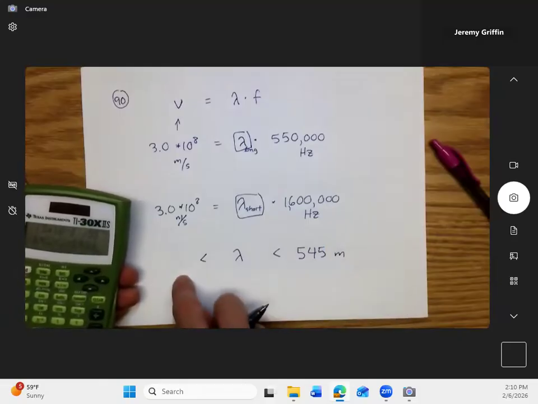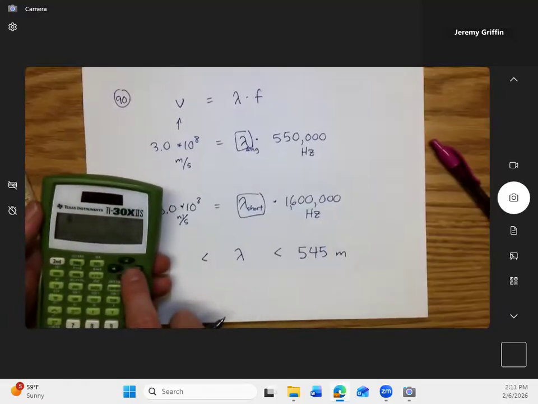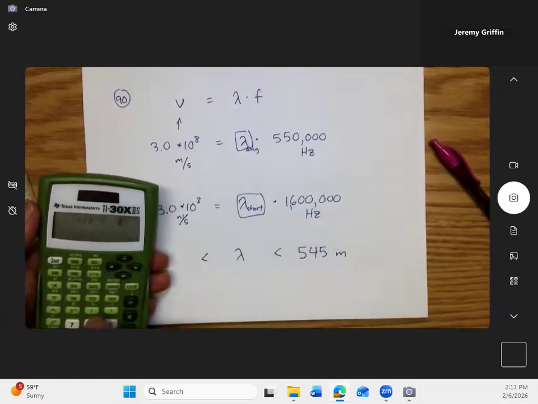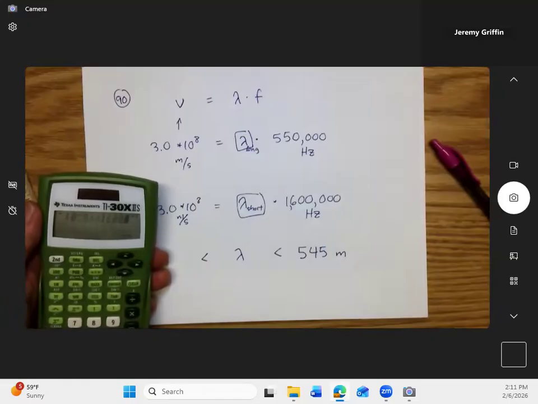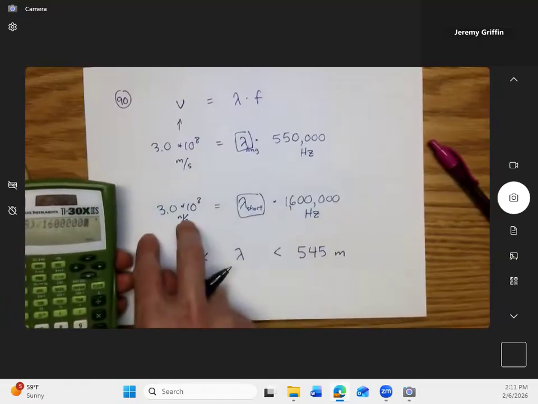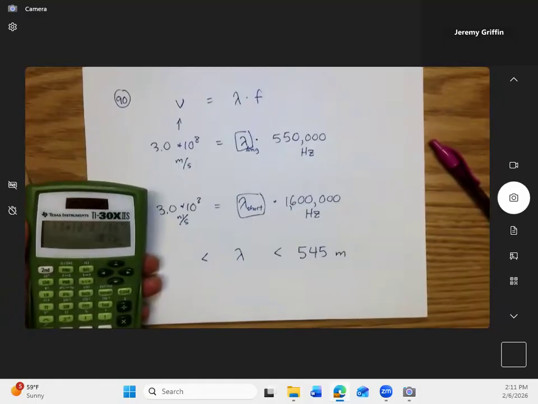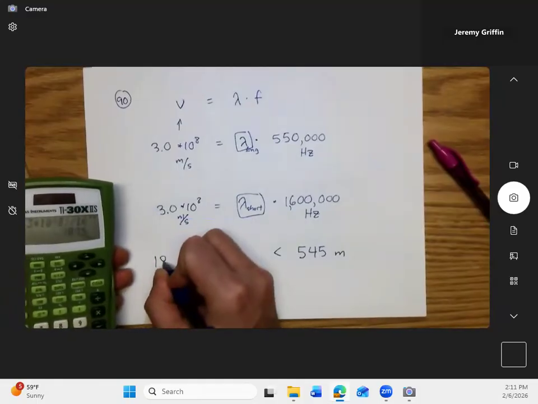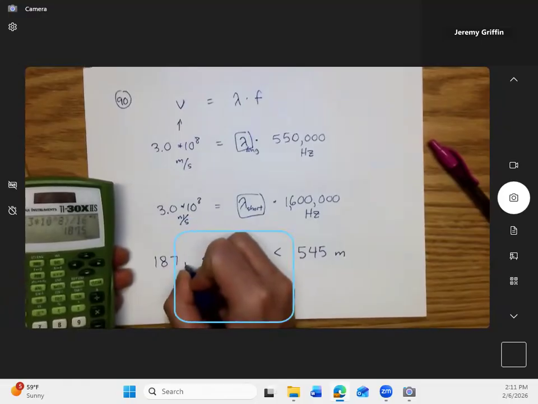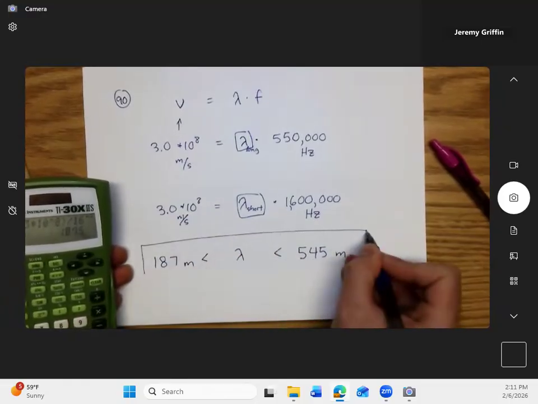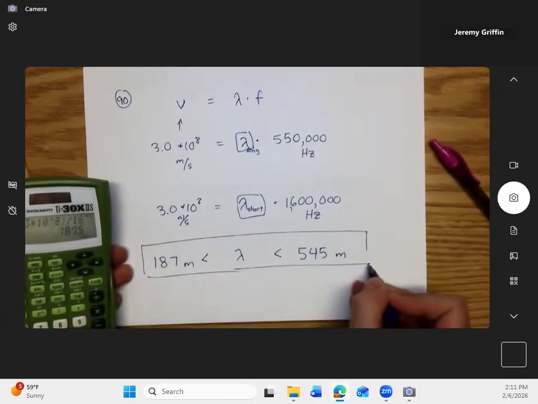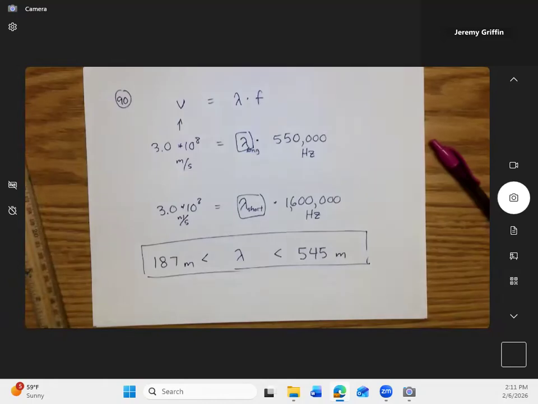But what's the short end? How short can these go? Well, divide over this other frequency. Okay, 187. I'm rounding a little bit, to the nearest meter. But to the nearest meter, somewhere between there, that's kind of your spectrum for AM stations.